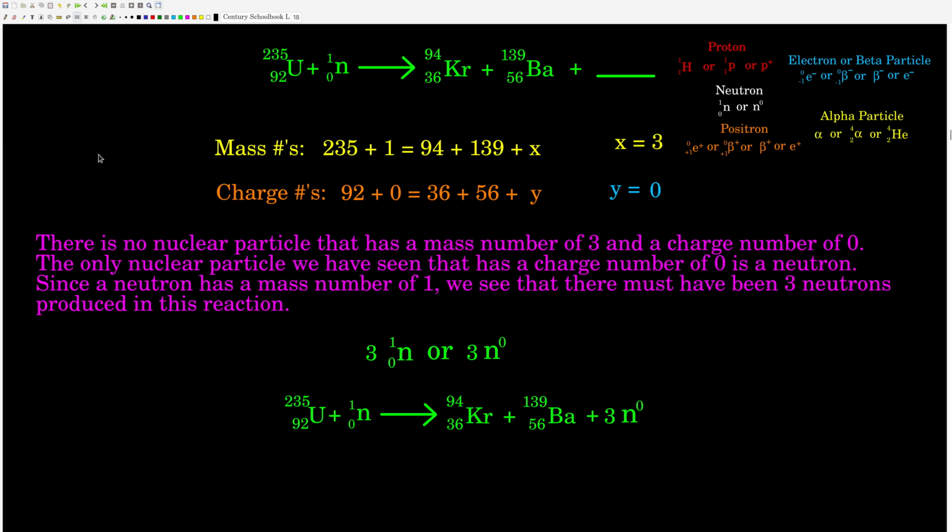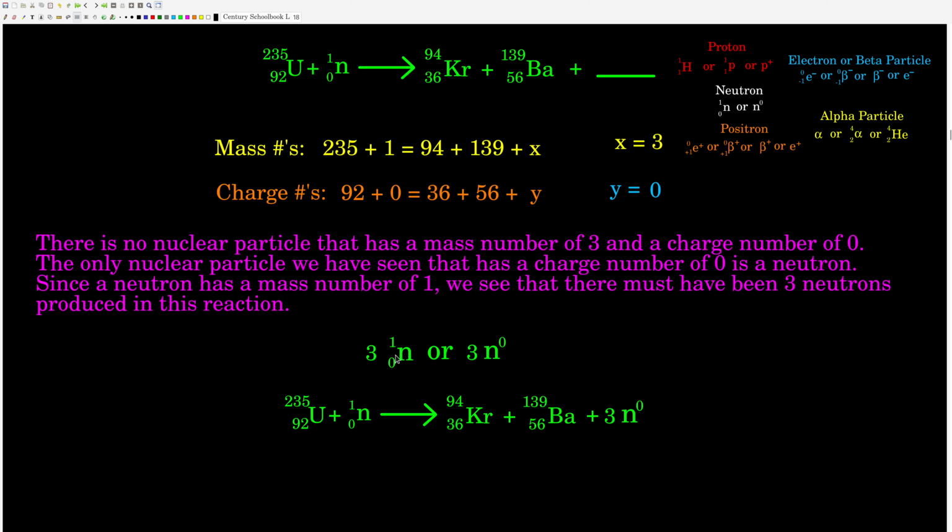So doing the mass numbers on the left, 235 plus 1 is 236, 94 plus 139 plus X, X is 3. Doing the charge numbers, 92 plus 0 is 92, 36 plus 56 is 92, so Y equals 0. Well, we don't have anything that has a mass number of 3 and a charge number of 0, but we only have one subatomic particle that has a charge number of 0. That's a neutron. That means what must be happening here is we must be producing 3 neutrons.